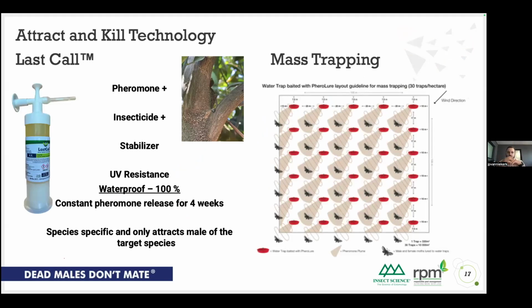So Last Call is a grease formulation. It's got the pheromone and insecticide and stabilizers in. It's UV resistant, waterproof, and releases a constant pheromone for 4 weeks. And each product is species specific. And then we have mass trapping, which is placing 20 to 30 traps out per hectare on the orchard in order to suppress the population of the target insect.